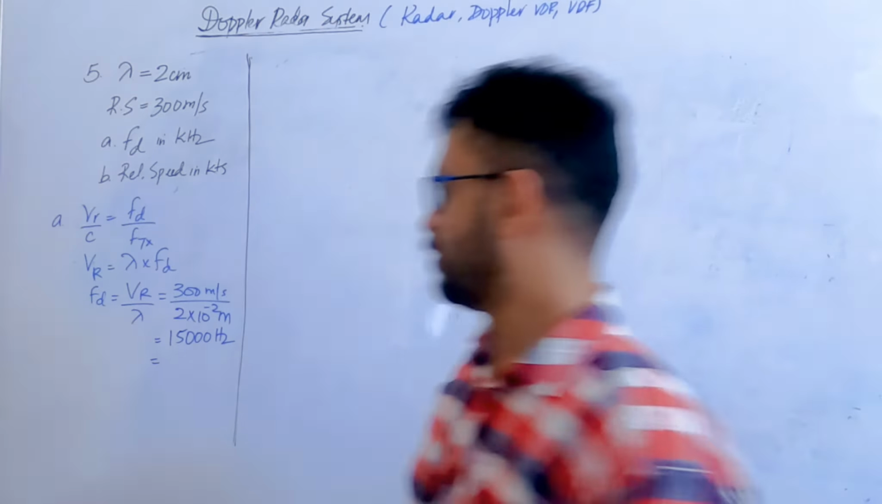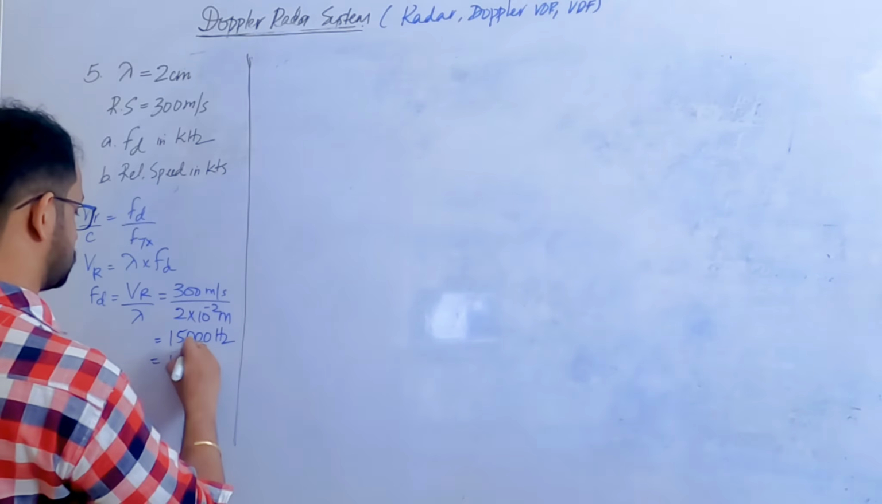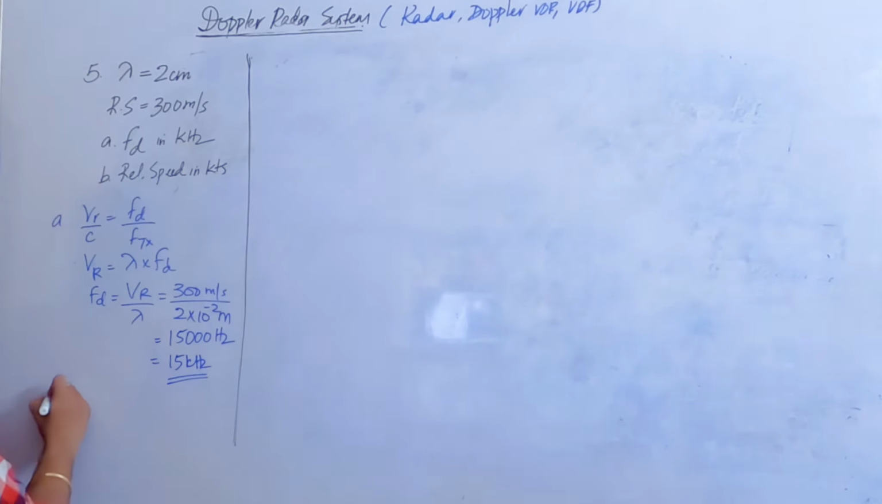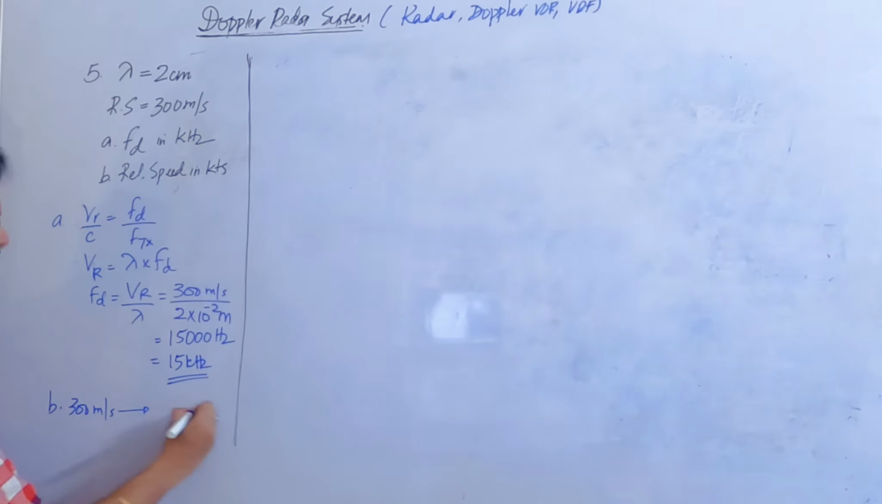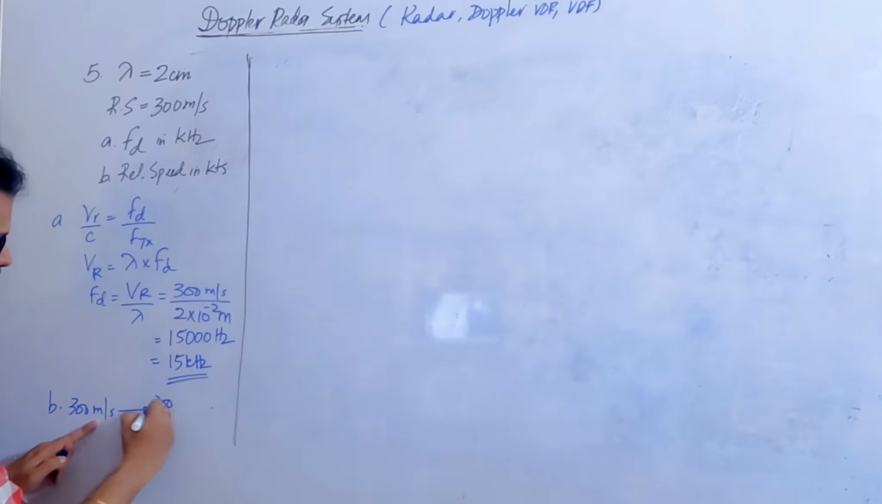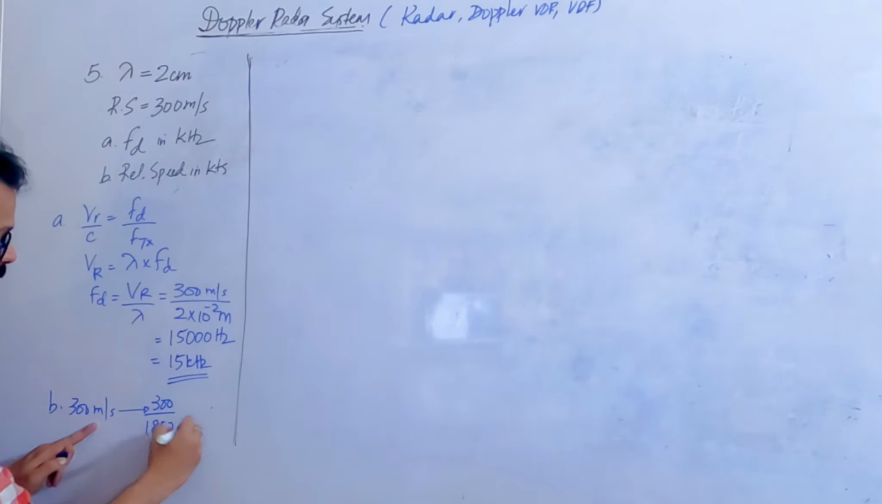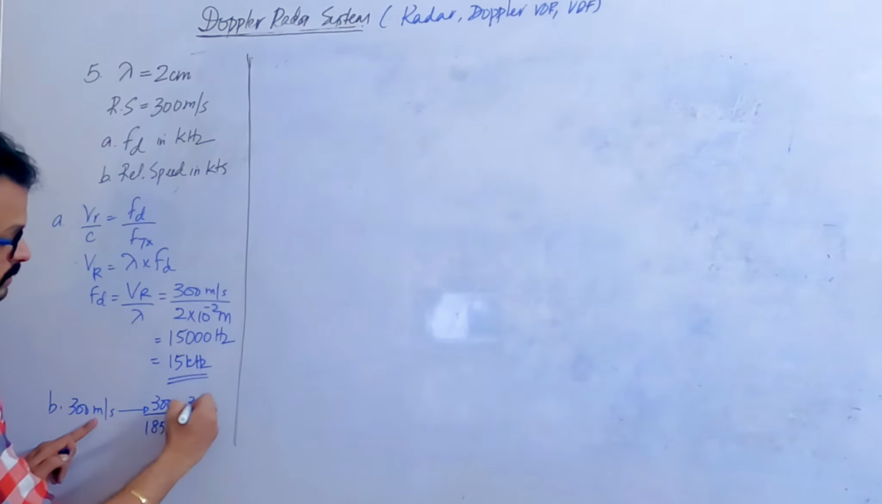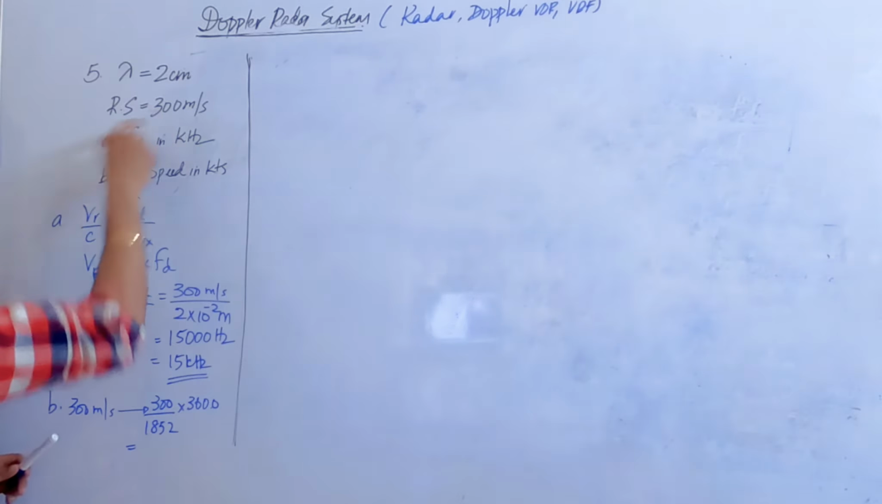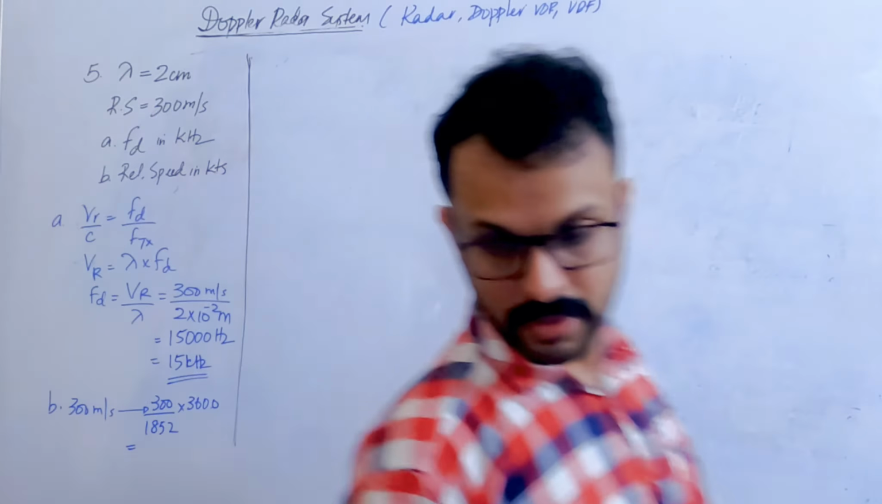And you will get 15 kilohertz as the answer. And the second part of it is very easy. You're just asked to convert the relative speed from 300 meters per second to knots. So 300 meters has to be converted to nautical miles first by dividing by 1.852. And seconds you convert to hours by multiplying with 3600. So it's going to be almost double of this, close to 600. Let's find out.